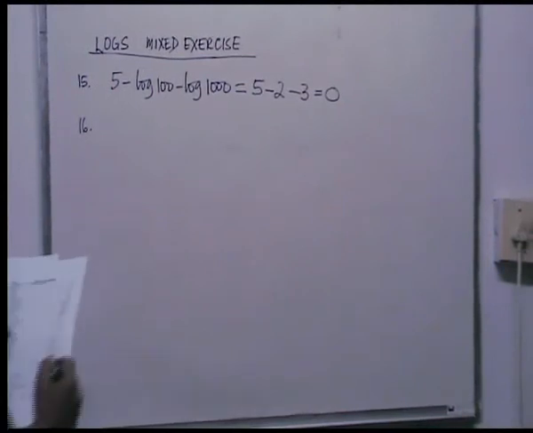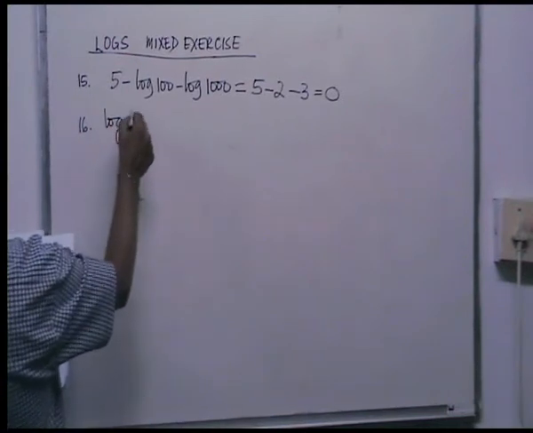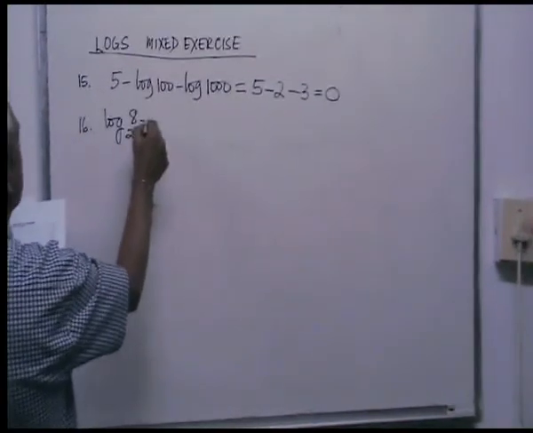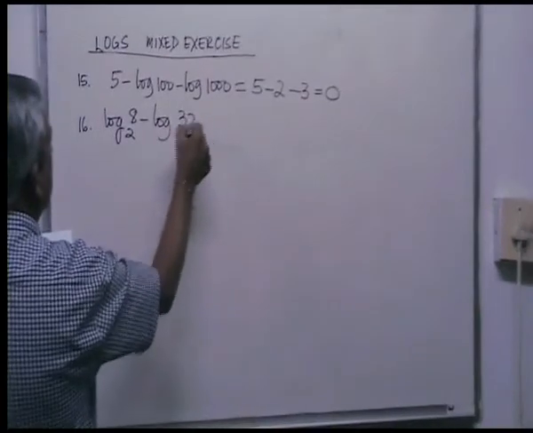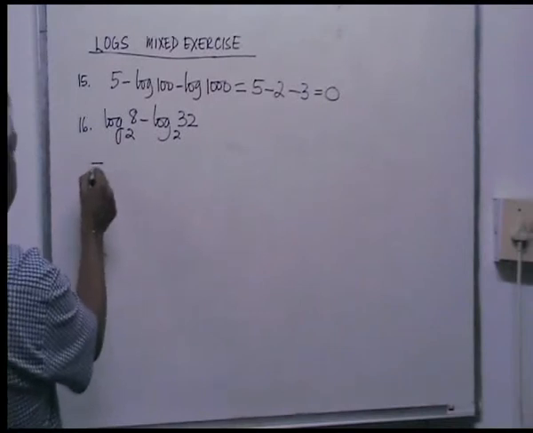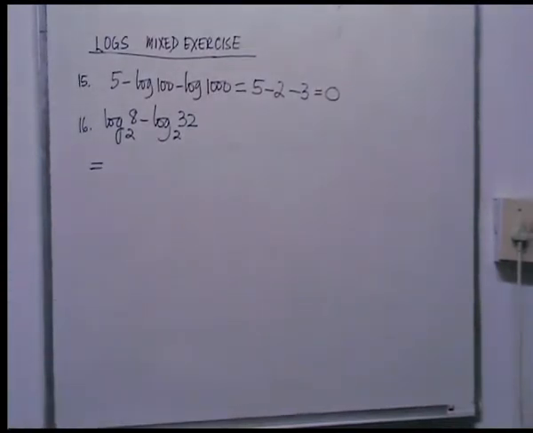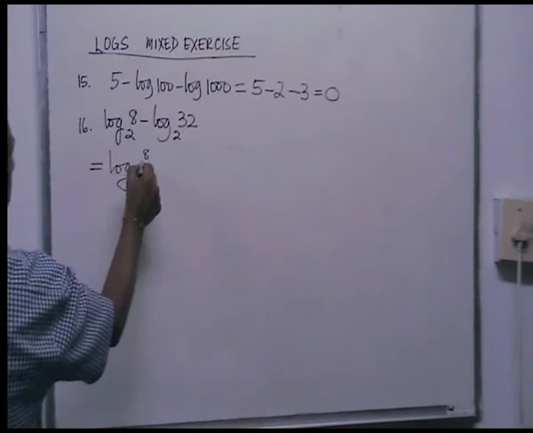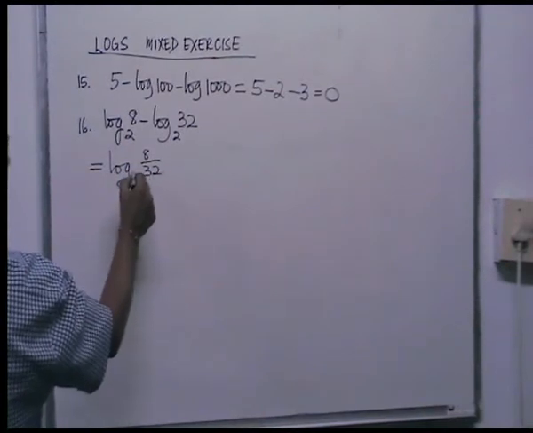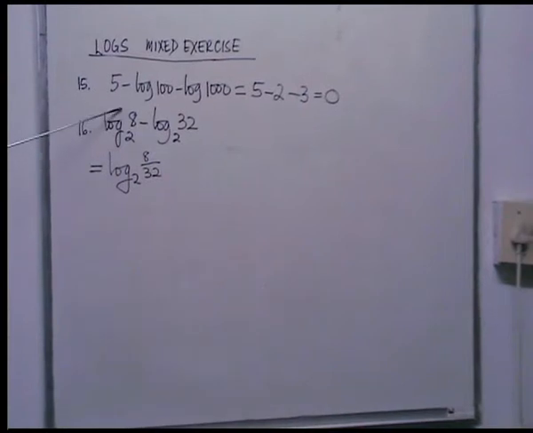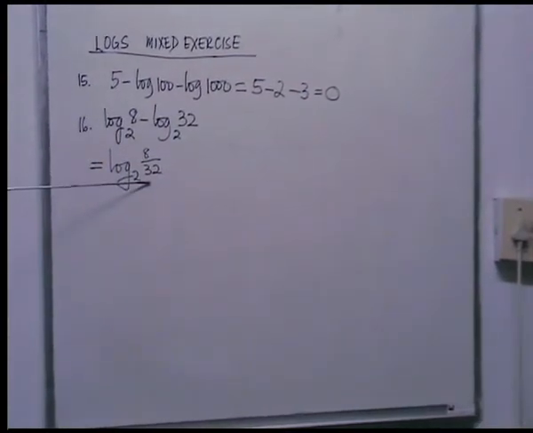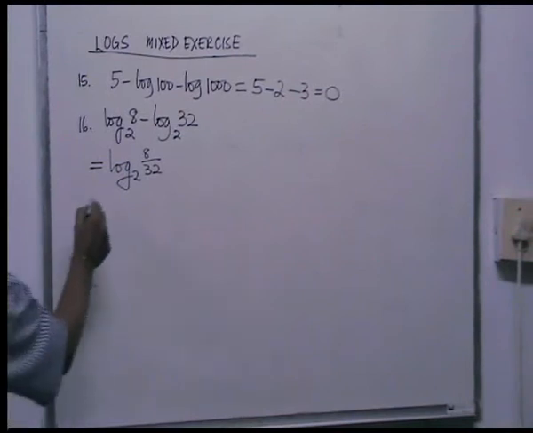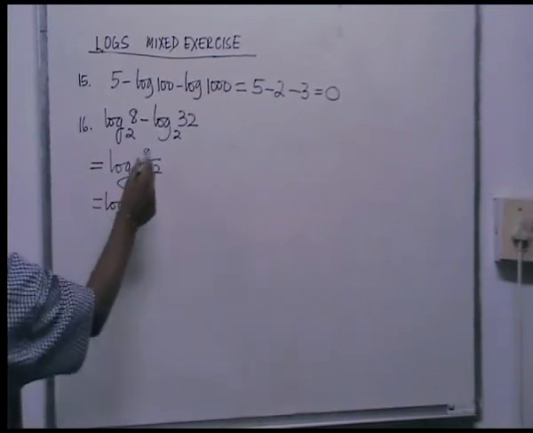Number 16. Log of 8 to the base 2 minus log of 32 to the base 2. Now, the bases are the same and there's a minus sign, so the quotient law will apply. But you must be careful. A lot of students get caught with this. So there's the 8. 8 will be divided by 32, and the base will be 2, because the first number is a numerator, the second number is a denominator. And so that will become log of 8 over 32.